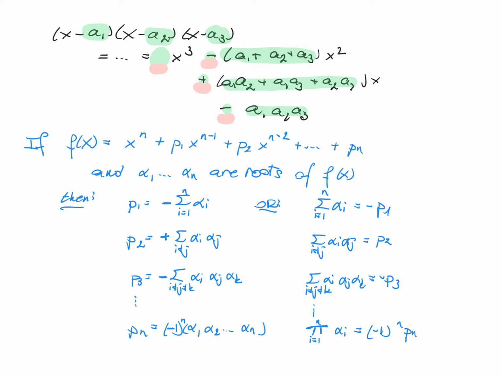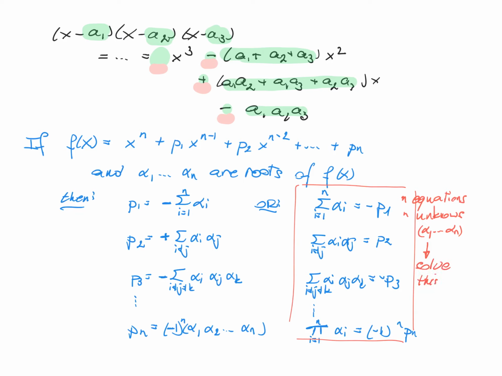So we now have a property which relates the roots of the polynomial to the coefficients of the polynomial. So we have expressions of the coefficients in function of the roots. We thus see that here we have n equations with n unknowns, alpha 1 up to alpha n. So if my coefficients are given, I have n equations with n unknowns, and so in theory I can solve this system of equations.